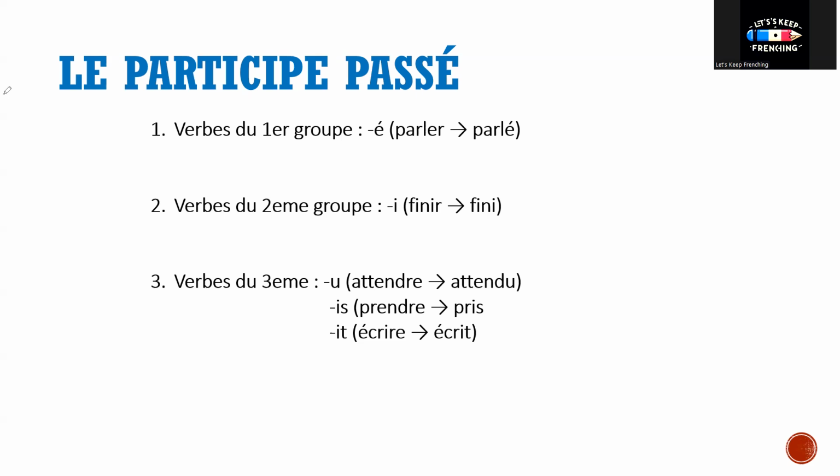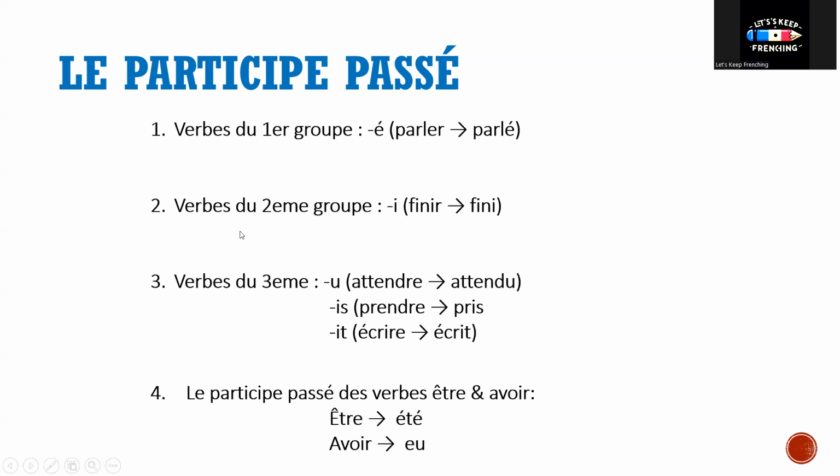And lastly, let's not forget about extremely irregular verbs such as le verbe être and avoir. Donc, le verbe être, le participe passé c'est été, le verbe avoir, le participe passé is eu.